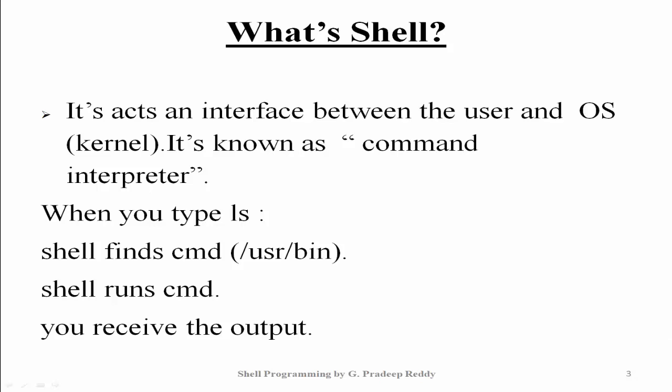So next, what is a shell? It acts as an interface between the user and the operating system. This particular thing is also known as the kernel. It is a command interpreter. When you type an ls command, it is going to find the particular command in the specific directory called /usr/bin, so that it knows which user is currently logged in and what binary files are present in that particular shell. Now the shell is going to run the specific command specified by the user, and you will receive the output.